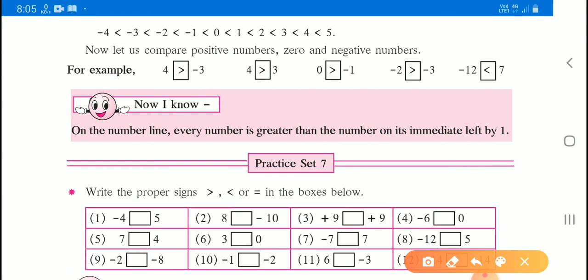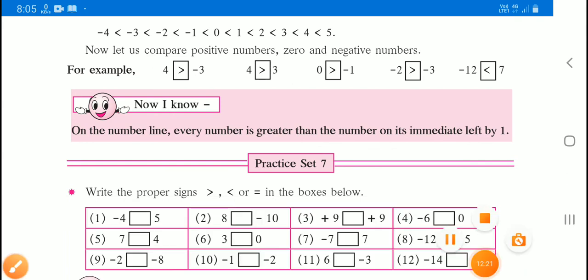Okay. So, solve the practice sets in your notebook.